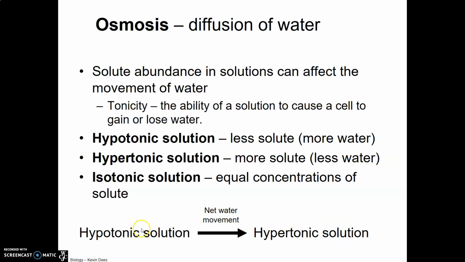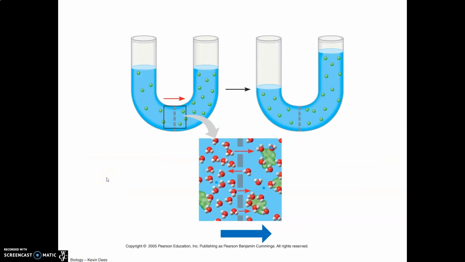We see the net movement of water from a hypotonic to a hypertonic solution. And again, this will continue until the solute concentrations are equal, in which case the system is at equilibrium, and we say that the solutions are isotonic. Iso meaning equal.